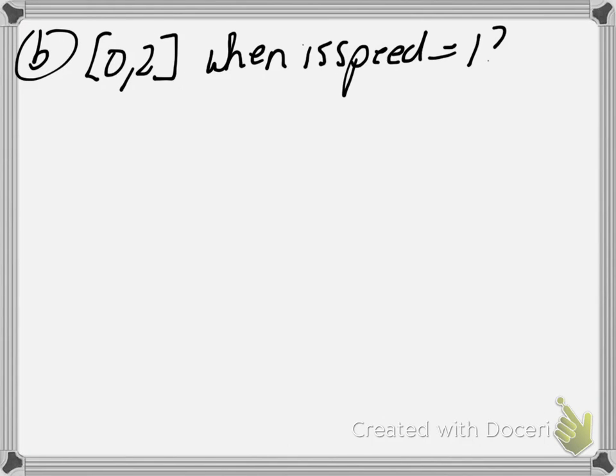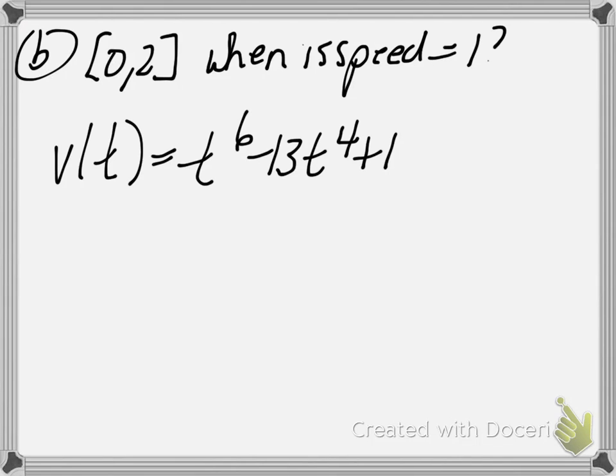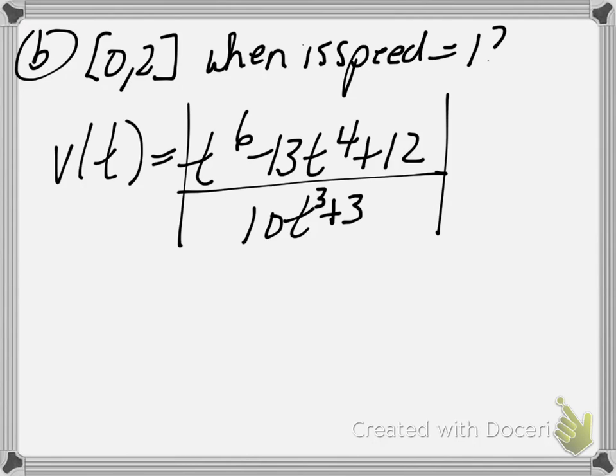Okay, so for part B, we're told we're just talking about the interval from 0 to 2, and we want to know, when is the speed of the particle equal to 1? So the thing that you need to know is that velocity is the same thing as speed, except speed is always positive. Velocity tells you about the speed and the direction, while speed just tells you the speed, okay? So we already know that the velocity is this, right? They gave you this. Okay, so speed is just this, the absolute value of velocity.